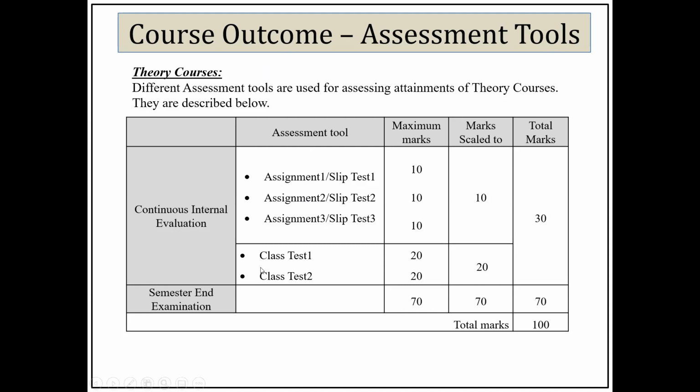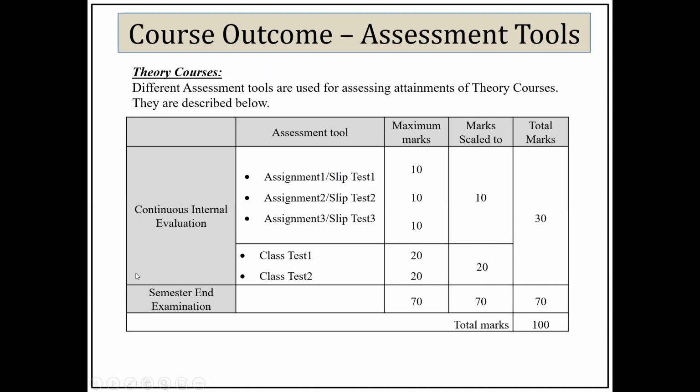Similarly, there are going to be two internal examinations, which we call mid examinations. This is how their marks are allocated. Each assignment will be of 10 marks, and each mid examination will be of 20 marks. The average of the two mid examinations is taken as the final mid marks, and the average of the best two assignments is taken for allotting the marks. Ultimately these two are summed up to give the CIE marks. CIE here stands for continuous internal evaluation.